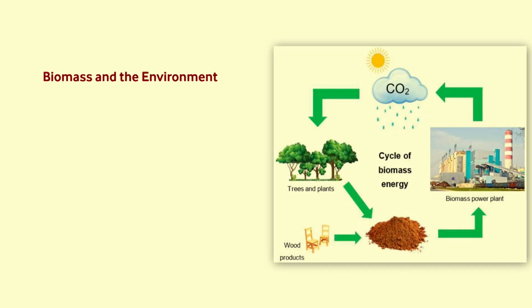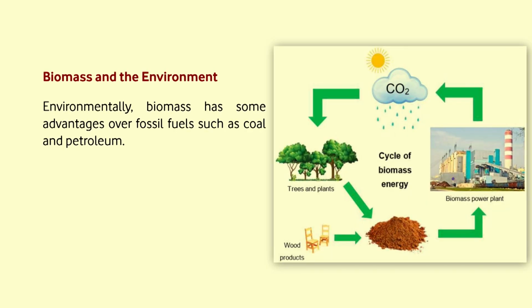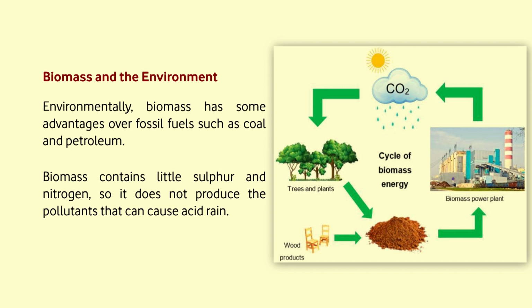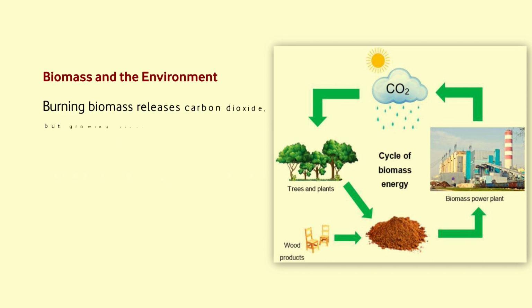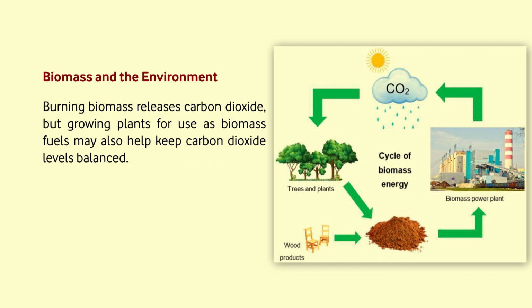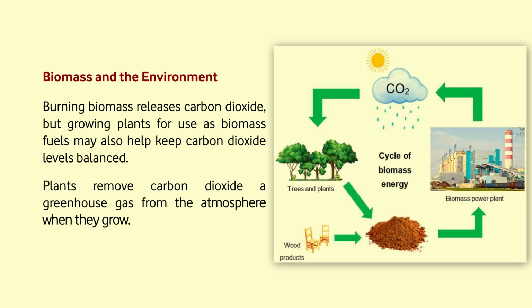Biomass and the environment. Environmentally, biomass has some advantages over fossil fuels such as coal and petroleum. Biomass contains little sulfur and nitrogen, so it does not produce pollutants that can cause acid rain. Burning biomass releases carbon dioxide, but growing plants for use as biomass fuels may also help to keep carbon dioxide levels balanced. Plants remove carbon dioxide, a greenhouse gas, from the atmosphere when they grow.